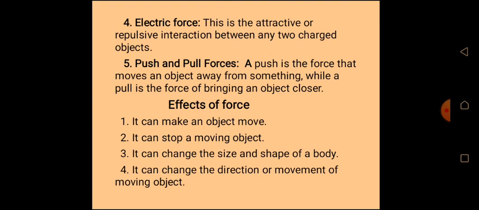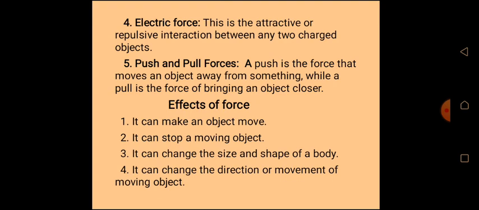Effects of force. Force can make an object move. It can also make a moving object to stop. Force can change the size and shape of a body. It can change the direction or movement of a moving object. That is the effect of a force.